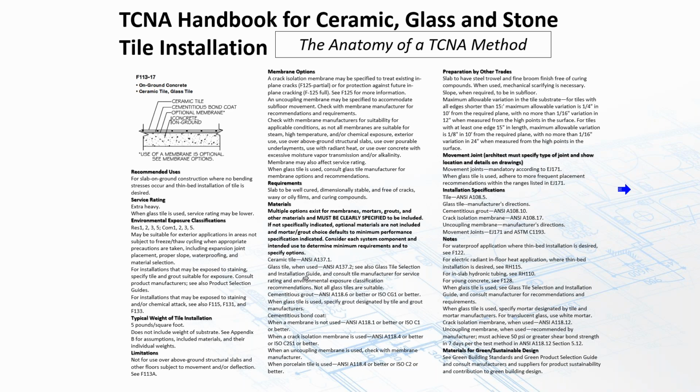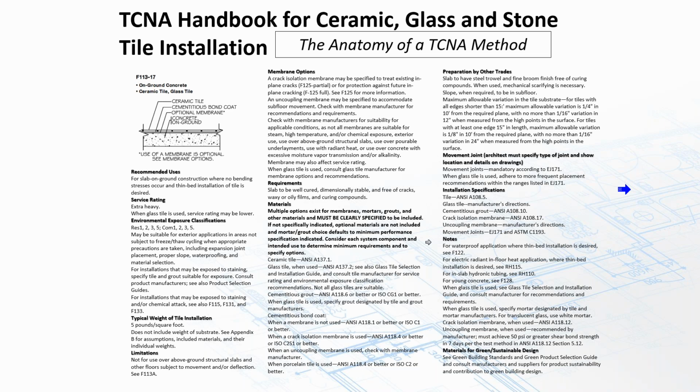Materials, this is where we call out ANSI standards as well as ISO. Preparation by other trades. We aren't always preparing our own substrate, concrete being a good example. We walk on a project, typically the concrete's already there. It's not something we have to pour ourselves. So that's preparation by other trades. Movement joints, again, EJ 171 is a reference to that. Installation specifications, again, the references to ANSI, installation standards.